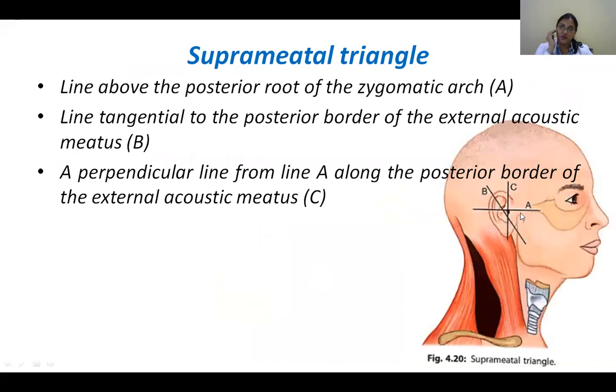Then coming to the last one, that is a suprameatal triangle. So here, this is again your zygomatic one. So a line above the zygomatic arch, we'll draw a line here. Then tangential to the posterior border of the external acoustic meatus. So behind that, we have to draw one line and a perpendicular line. So you can see, above the zygomatic arch and behind this and this, this is your suprameatal triangle.